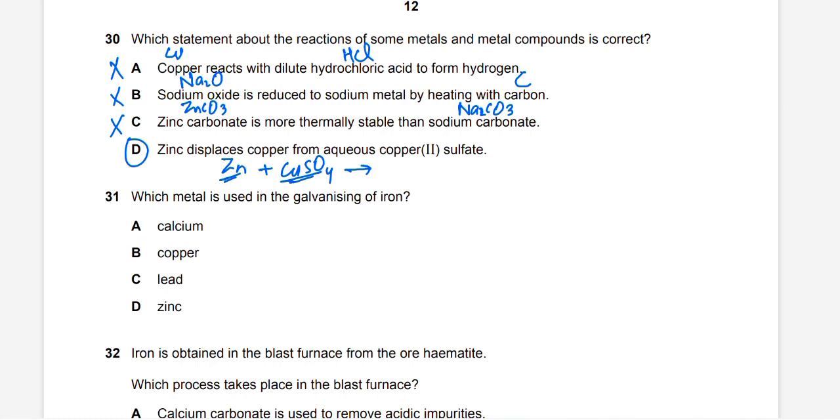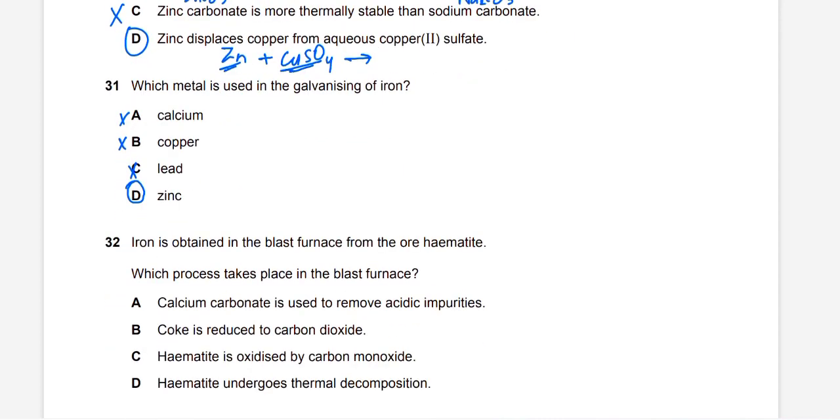Which metal is used in galvanizing of iron? Calcium? No. Copper? No. Lead? No. Then here zinc is used. Zinc is used for galvanizing. A thin layer of zinc metal is formed over the iron to protect it from rusting. It's called galvanizing.